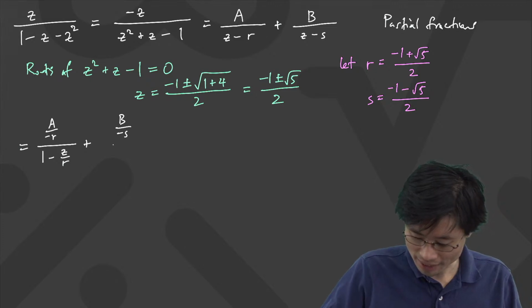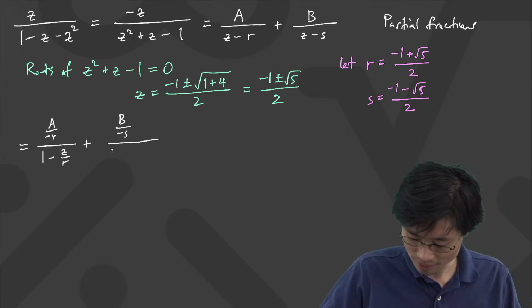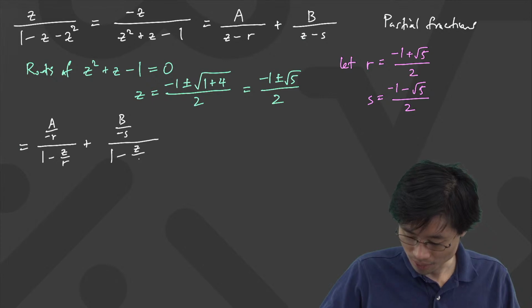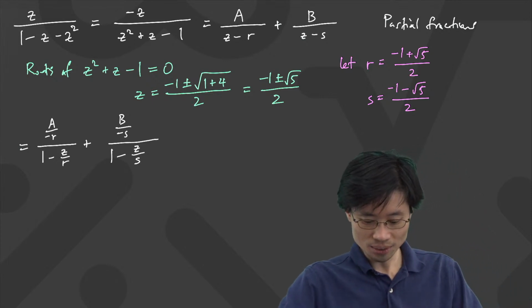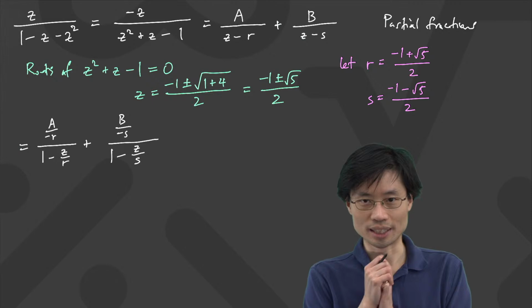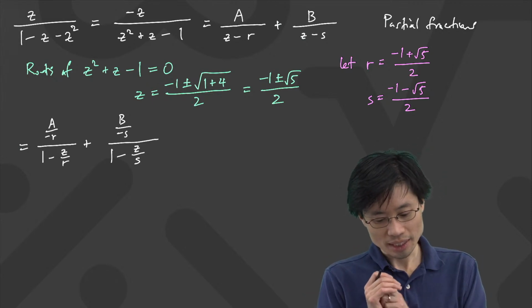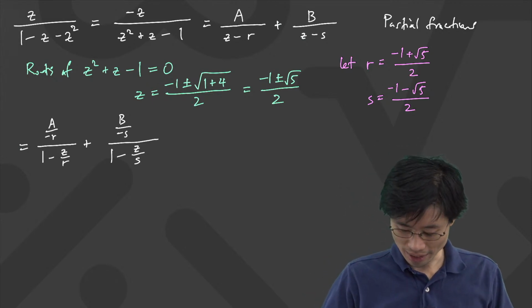B over minus s over, yes. 1 minus z over s. Yes, 1 minus z over s. Okay, so now this is interesting because this is telling me that if I wanted to write this whole thing out, here's what the answer would look like.